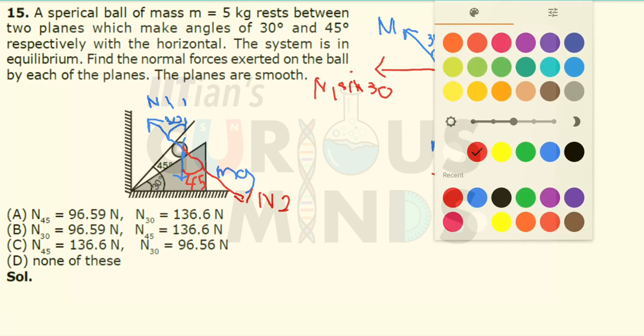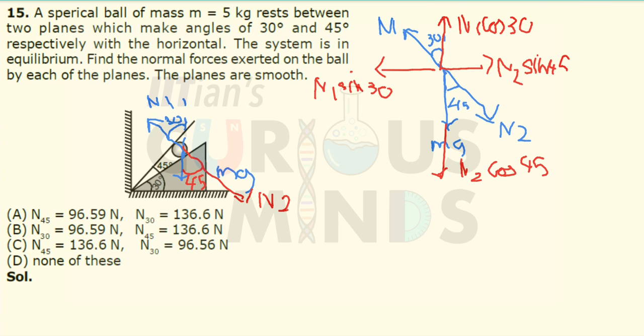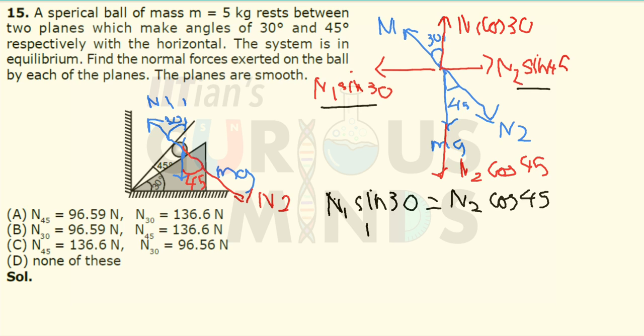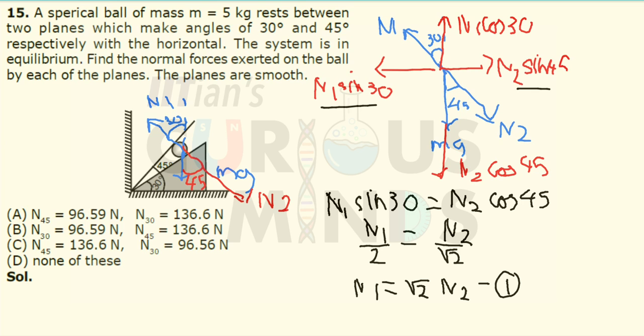So now let us resolve the forces. The total upward force will be equal to the total downward force, and the total force on the left will be equal to the total force on the right. Let us first resolve for n1 and n2. n1 sin 30 is equal to n2 sin 45. Now n1 divided by 2 is equal to n2 divided by root 2. So over here n1 will be equal to root 2 times n2. Let this be the first equation.